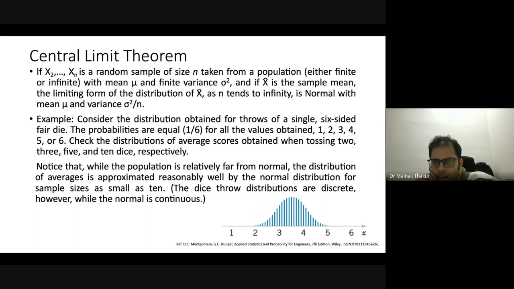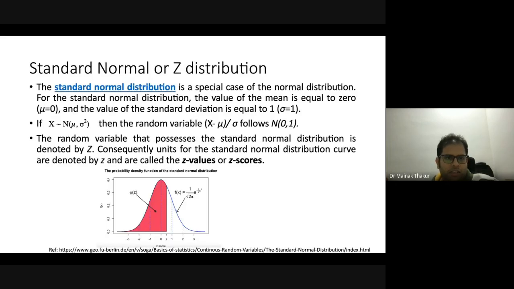And this is very interesting because the distribution of the population is only a discrete distribution, and their sample average is coming as a continuous distribution, right? Normal distribution is a continuous distribution. This is a very interesting phenomenon. Anyway, we'll not spend too much time on it because we have other things.